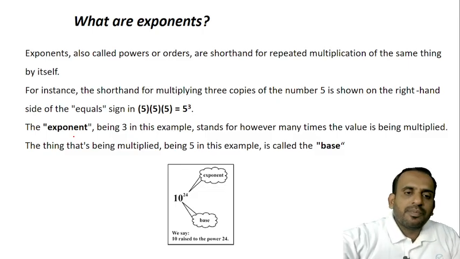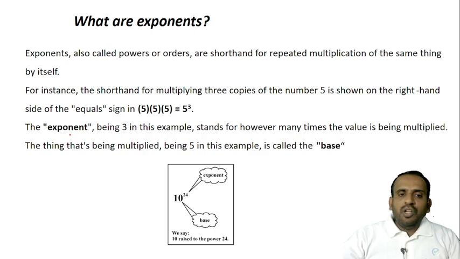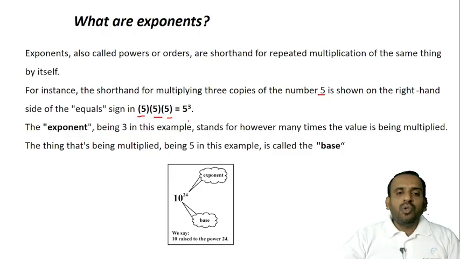Okay. For instance, let us try to understand the shorthand of multiplying three copies of the number 5, that is, multiplying 5 three times, can be shown as 5 to the power of 3. Okay, so here 3 is called the exponent and 5 is called the base. One more example is 10 raised to 24. Here 24 is called the exponent and 10 is called the base. We can say 10 raised to 24, or 10 raised to the power of 24, or 10 to the power of 24.